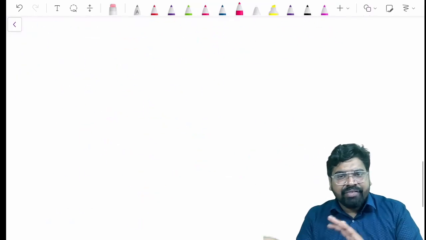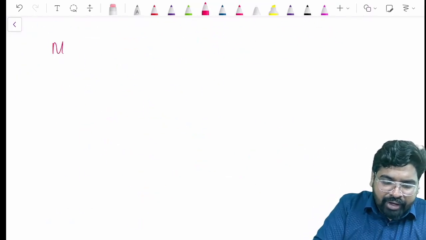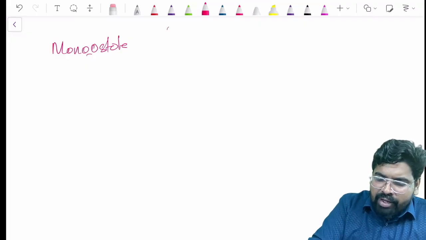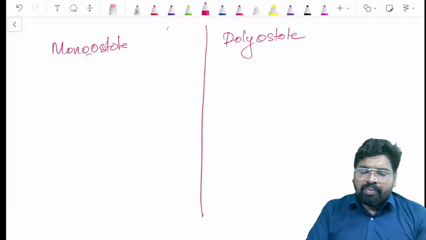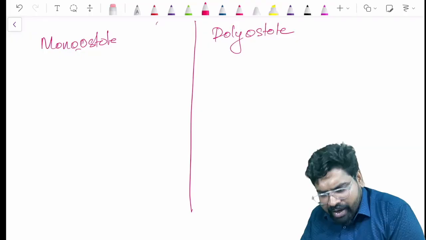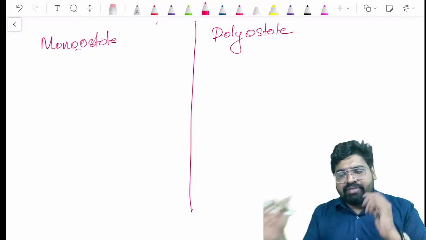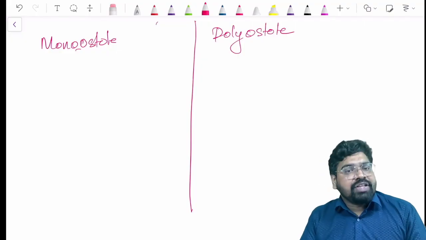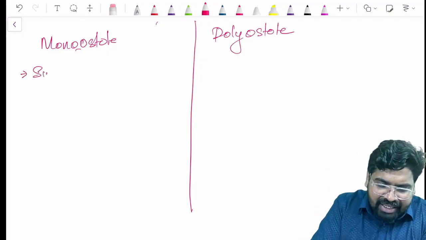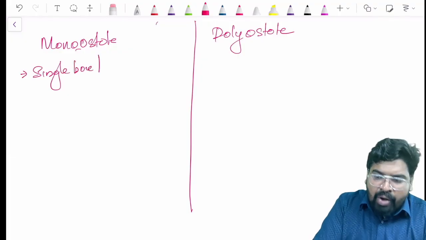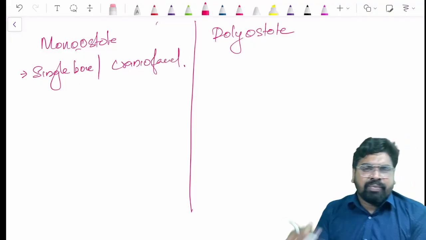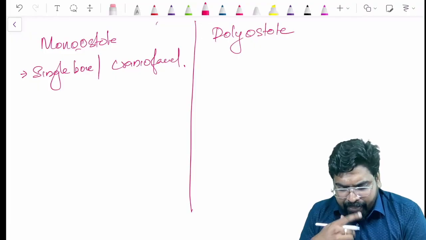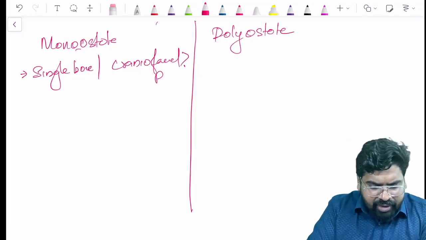Now let's see some difference between monoostotic and polyostotic fibrous dysplasia. What is the difference between monoostotic and polyostotic? See, monoostotic fibrous dysplasias are the ones usually affecting your face, our craniofacial region. So monoostotic usually affects a single bone, or your craniofacial bones. Okay, craniofacial bones are most commonly affected. And other than this, ribs are also affected sometimes.